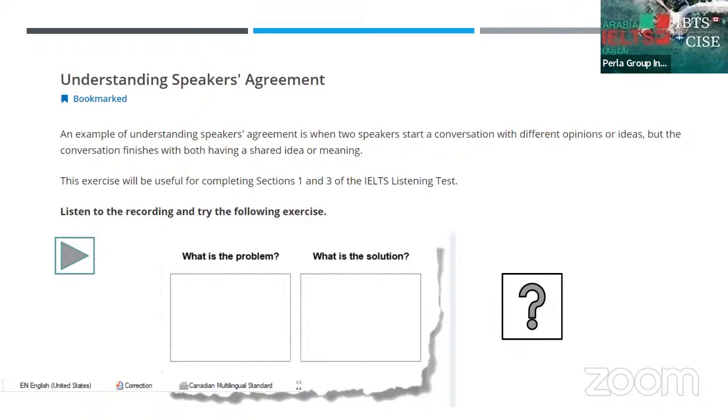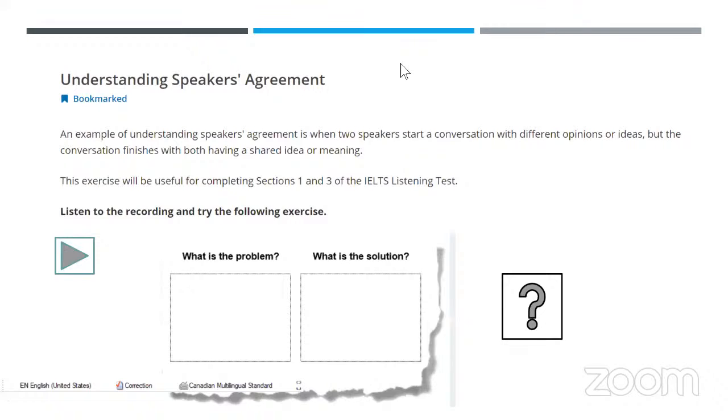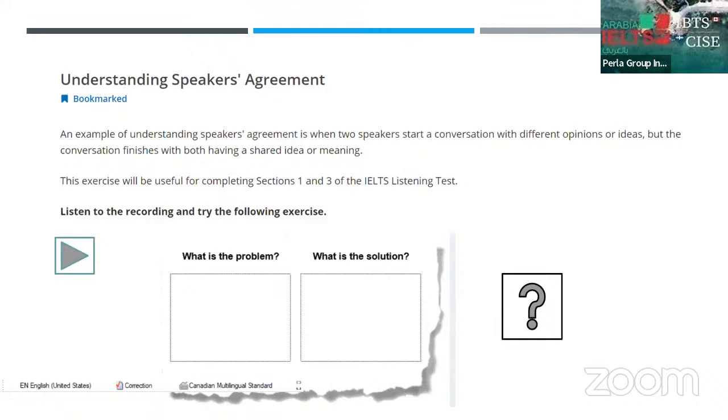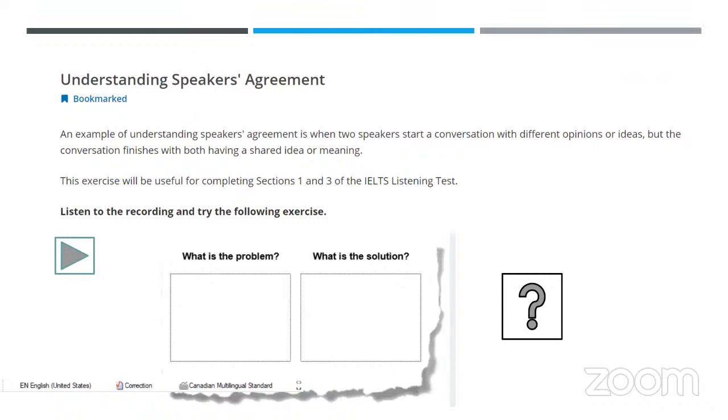Okay, there's also another thing that in conversations you might get, more in section 3. It could be a problem-solving type of task. There's a problem and there is a solution. So in this exercise, we'll listen to a recording. We need to find the problem and what was the solution in the recording. Okay. I'll start right now.